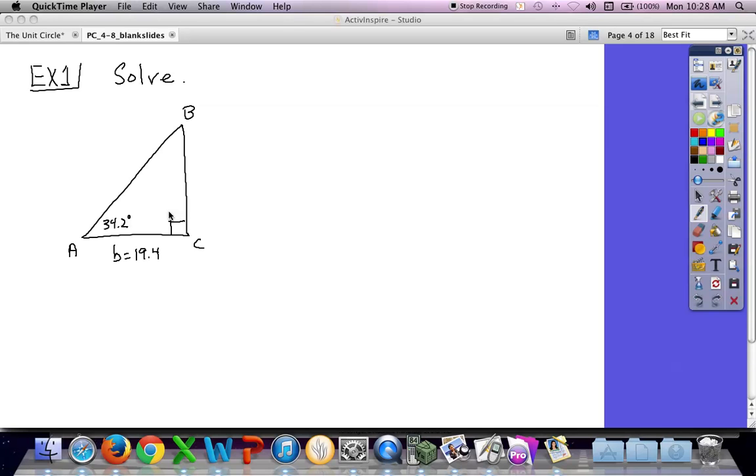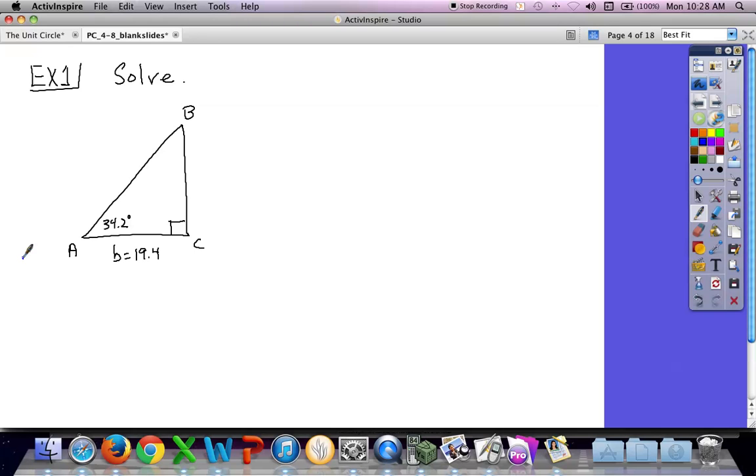Example 1, solve this right triangle, meaning find all the missing sides and angles. Well, you know, there's going to be at least two parts of this triangle that you don't really need trigonometry to find the missing part. For example, how could I find angle B?